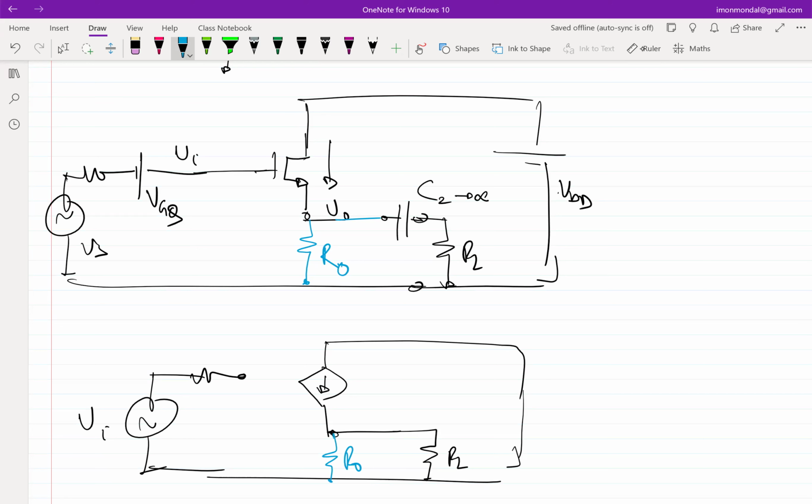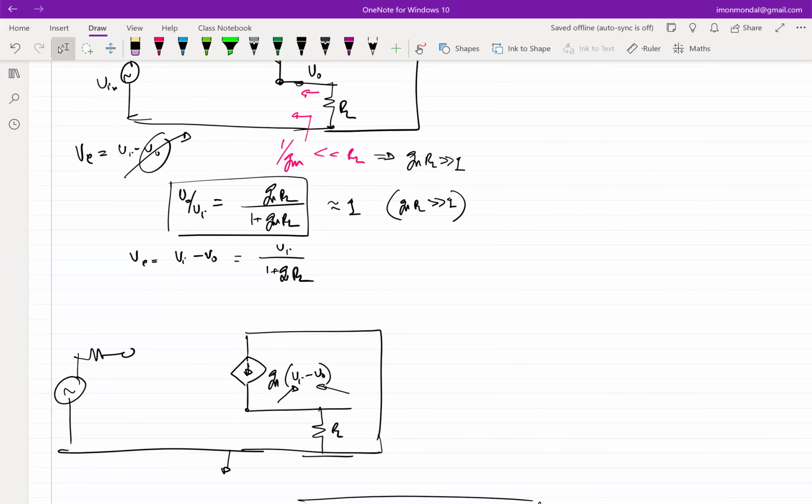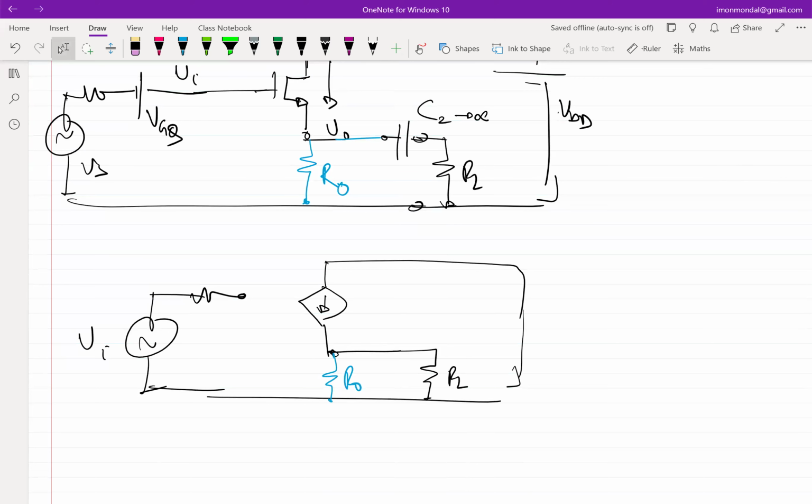Okay, so now you see that this is not exactly what it was earlier. In the incremental model, we also have an R naught. The effect of this R naught is that you have the problem of the gain dropping, because instead of GM times RL by 1 plus GM RL, it becomes GM times RL parallel R naught by 1 plus GM RL parallel R naught. So to ensure that this works, this physical resistance R naught has to be much greater than RL, right?